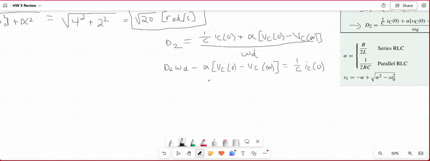Divide by IC of 0, and then flip the equation to get C. So C equals IC of 0 all over D2 WD minus alpha times VC of 0 minus VC of infinity.